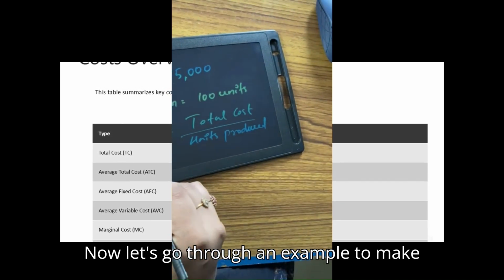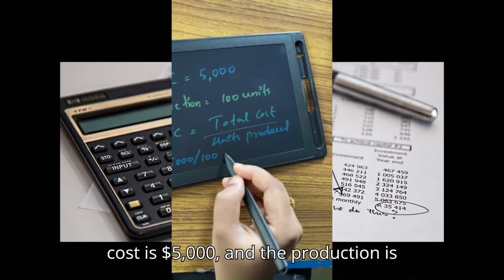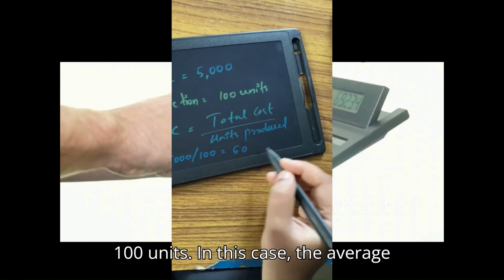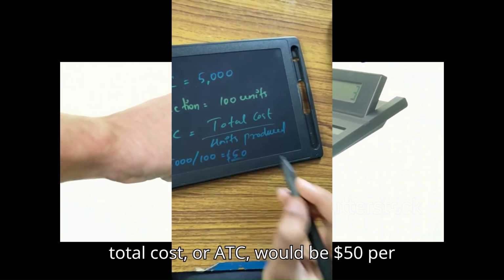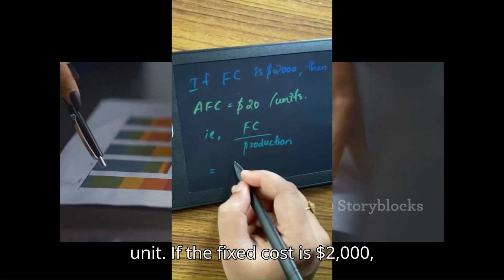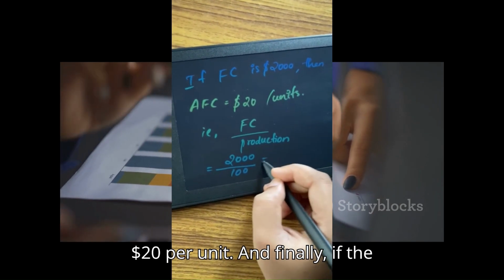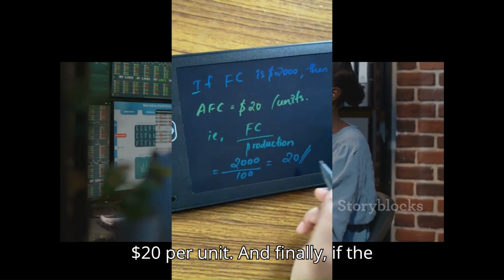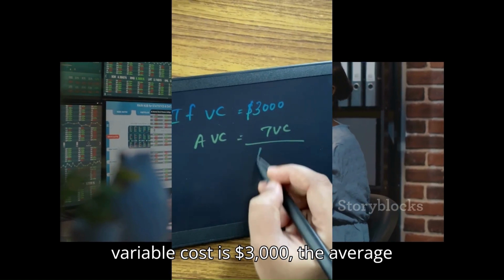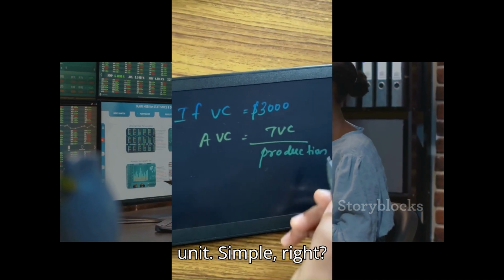Now let's go through an example to make this a bit clearer. Suppose the total cost is $5,000 and the production is 100 units. In this case, the average total cost, or ATC, would be $50 per unit. If the fixed cost is $2,000, the average fixed cost, or AFC, would be $20 per unit. And finally, if the variable cost is $3,000, the average variable cost, or AVC, would be $30 per unit. Simple, right?